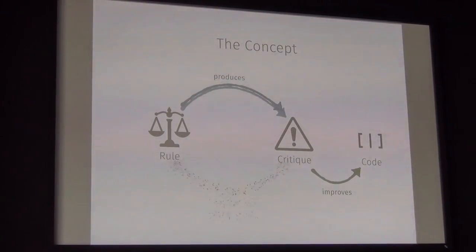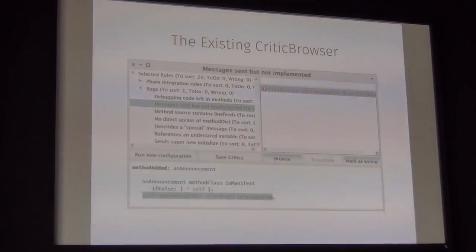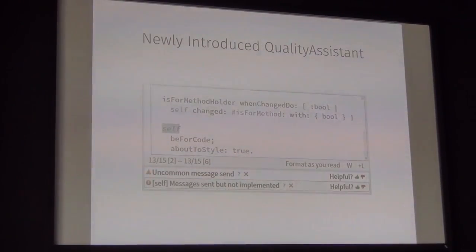The problem starts when you don't have this feedback, because you're not improving rules, and then the bad critiques are just stuck there, and then users are not using the static analysis tools. So what we did, there was a critique browser for a long time in Pharo, which was integrated, but apparently people were not using it too much. And then we integrated Quality Assistant, which is this small piece at the bottom, which gives you live feedback about critiques. So we kind of enforced people to use the static analysis, and we carefully listened to feedback.